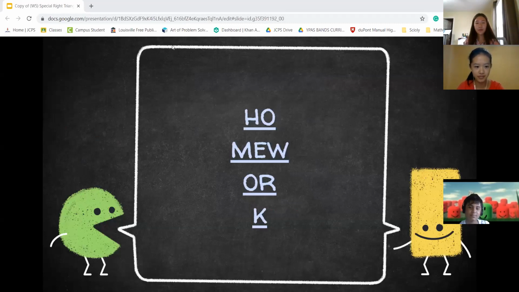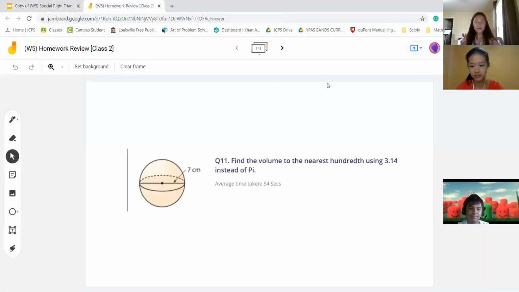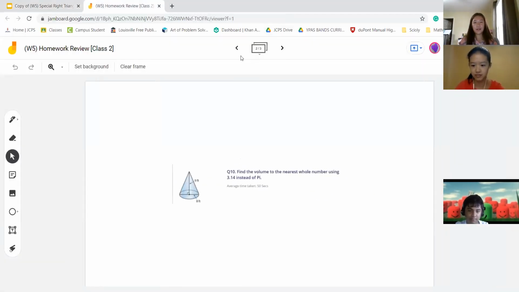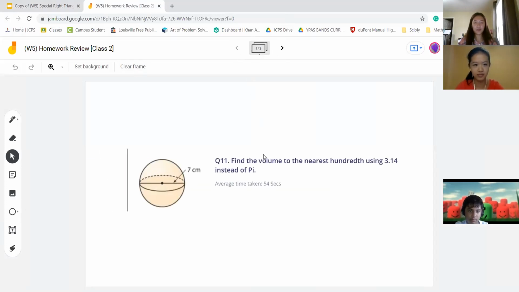First we're going to go over the HW, which stands for homework. These were the top 3 missed questions. So I guess we'll start with the first one. It was: find the volume to the nearest hundredth using 3.14 instead of pi.